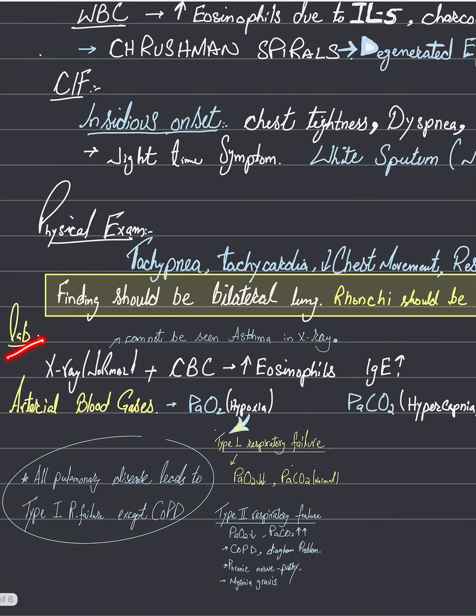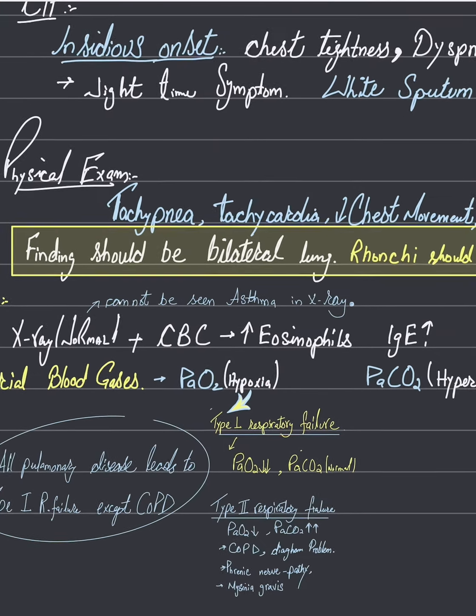For the labs, an x-ray you won't do, because you cannot see asthma on x-ray. You have to go with the CBC, to see high eosinophils and high IgE, or you can go with the arterial blood gases test. Here you will see the patient would have hypoxia and hypercapnia, but mostly you see hypoxia, and carbon dioxide levels should be normal in this asthma condition, and this leads to type 1 respiratory failure.